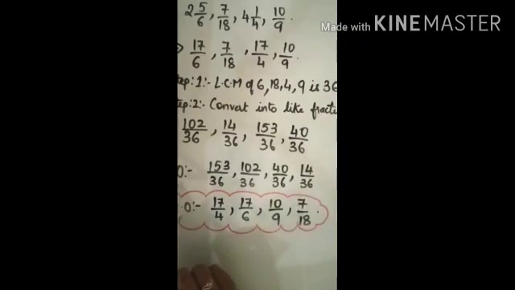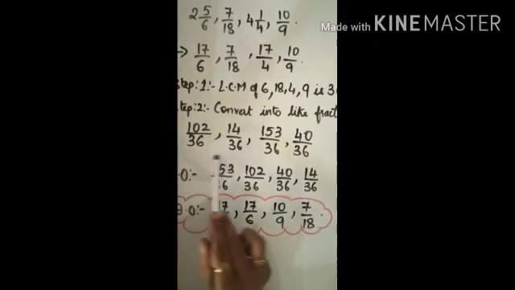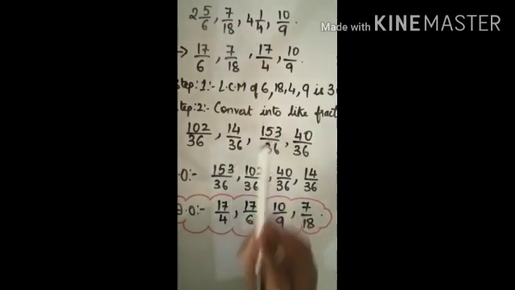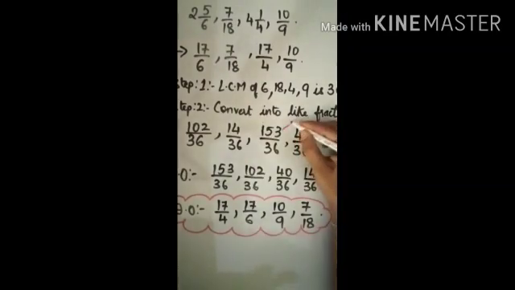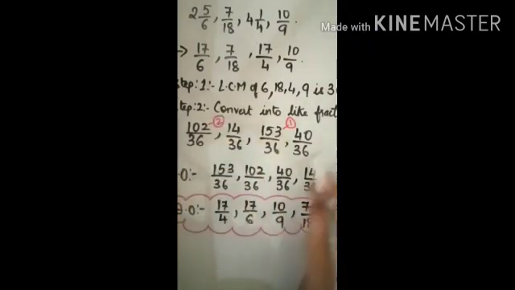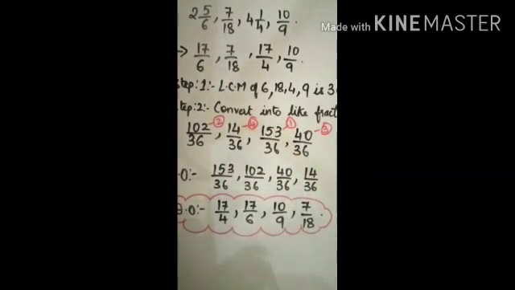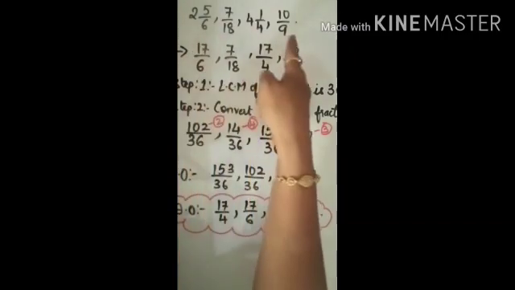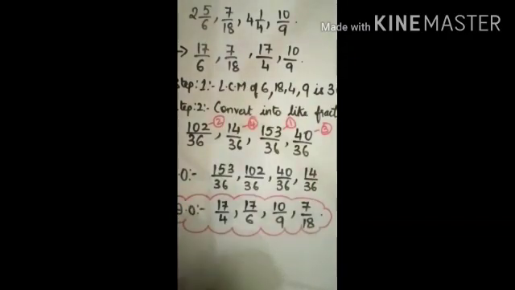Now I want to arrange them in descending order. I have all like fractions, that is denominators are same, so I look at the numerators. When I look at the numerators, I have 153 by 36 as the highest fraction. Next 102 by 36, 40 by 36 and 14 by 36. But these are not the given fractions. The given fractions are the ones we converted into like fractions.